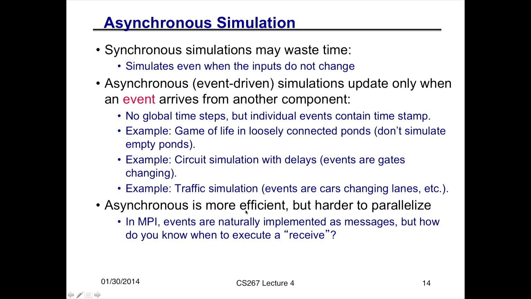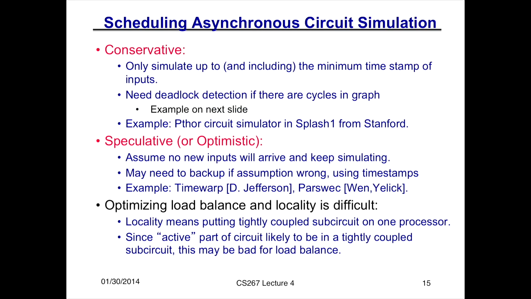So this can be much more efficient, as I've given you the hint, but it can also be a lot harder to parallelize. So the question is, how do you know when an event occurs? If I'm doing this on a distributed memory machine, clearly I would do a receive. So the question is, when do I know that something has arrived? If I do a receive and wait, then I'm stuck and I haven't made any progress. So there are two techniques that people use, and no one is best, to get around this. One of them is called conservative, and the other one is called speculative.